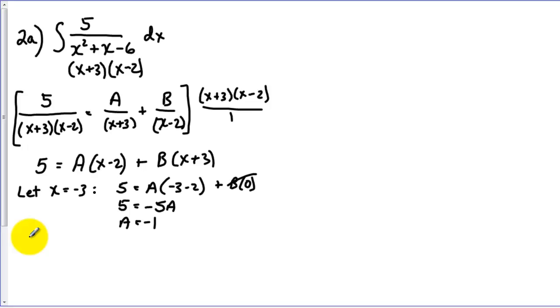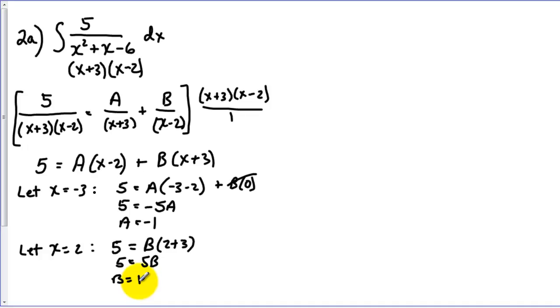Now we need to pick a different value of x so that we can find the value of b. This time we want the a to disappear, so I'm going to pick x equals 2 and repeat the same process. If I put 2 in here, I've got 0 times a, which is 0, that disappears, and then we have b times 2 plus 3, or we have 5 equals 5b, or b equals 1.